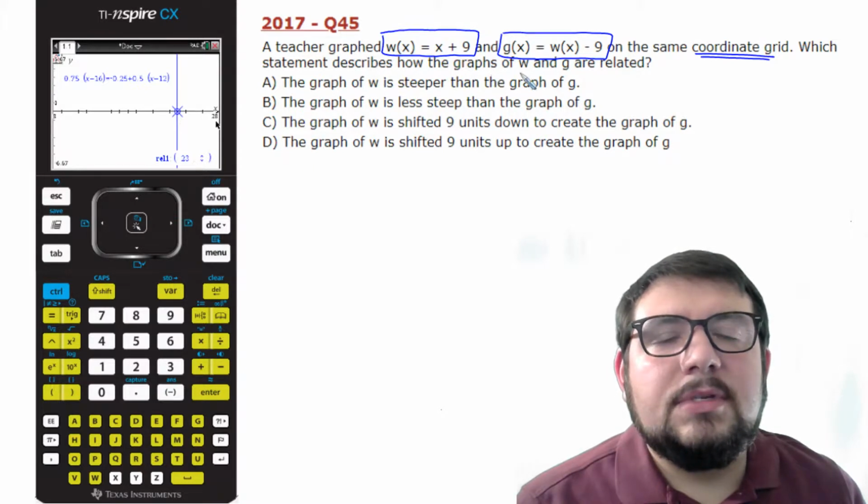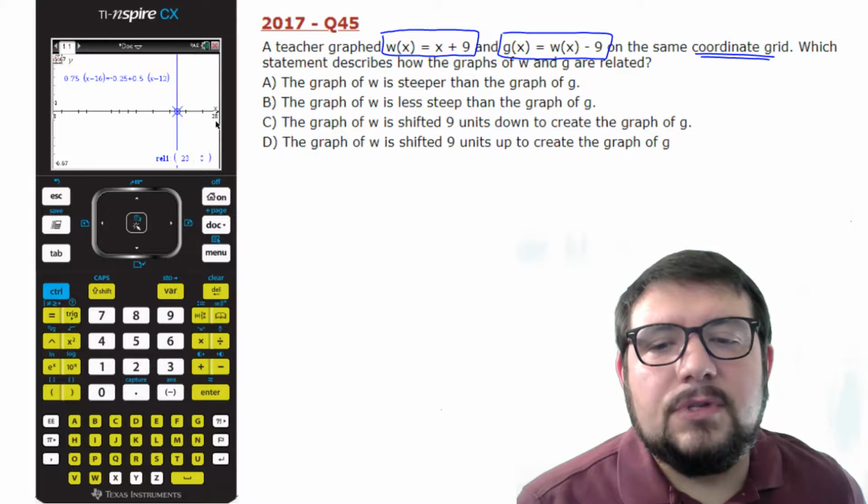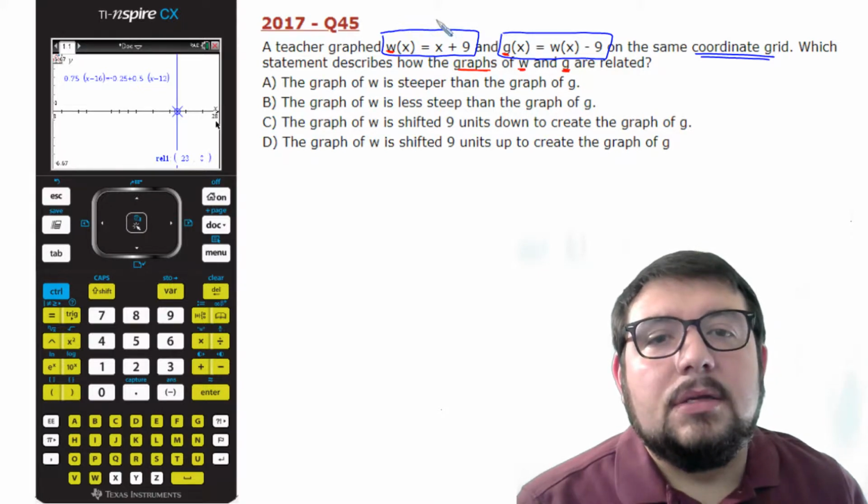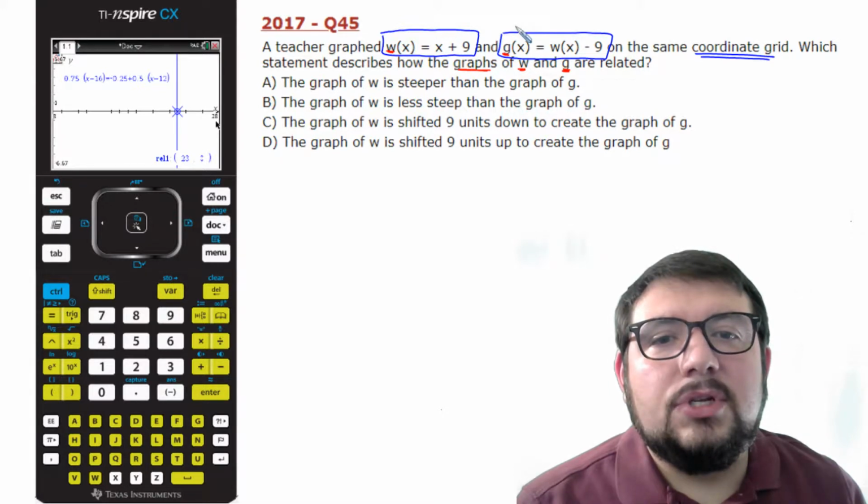Which statement describes how the graphs of W and G are related? So W refers to the first equation because the first letter is W. How do the graphs of the first equation and the second equation, G is the second one, right? So how do these two graphs compare to each other?